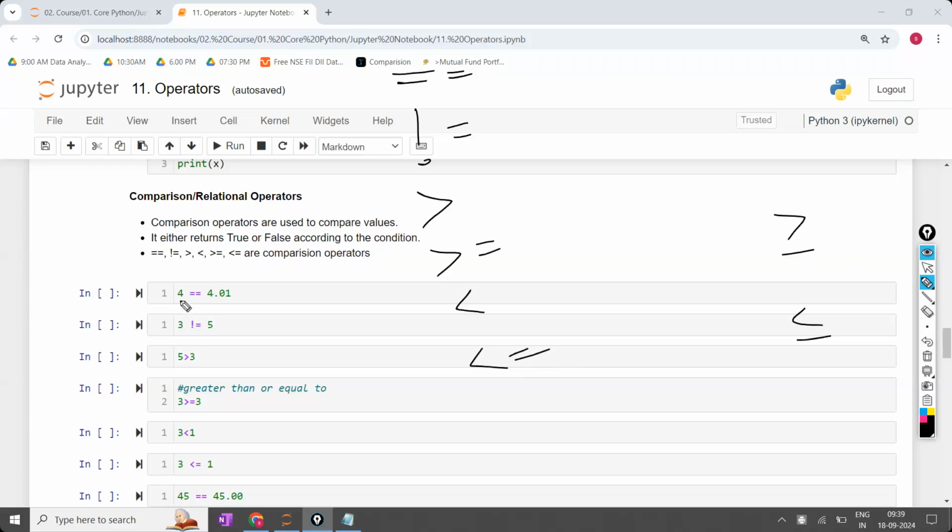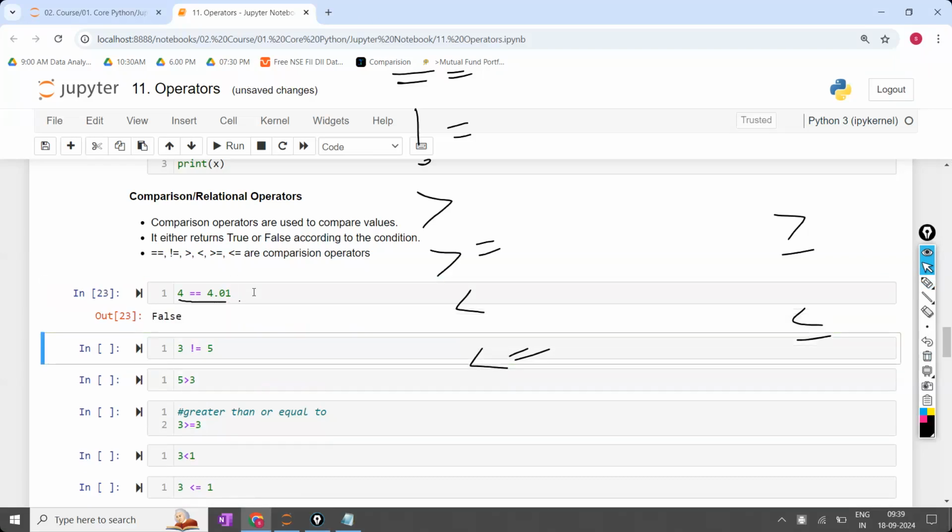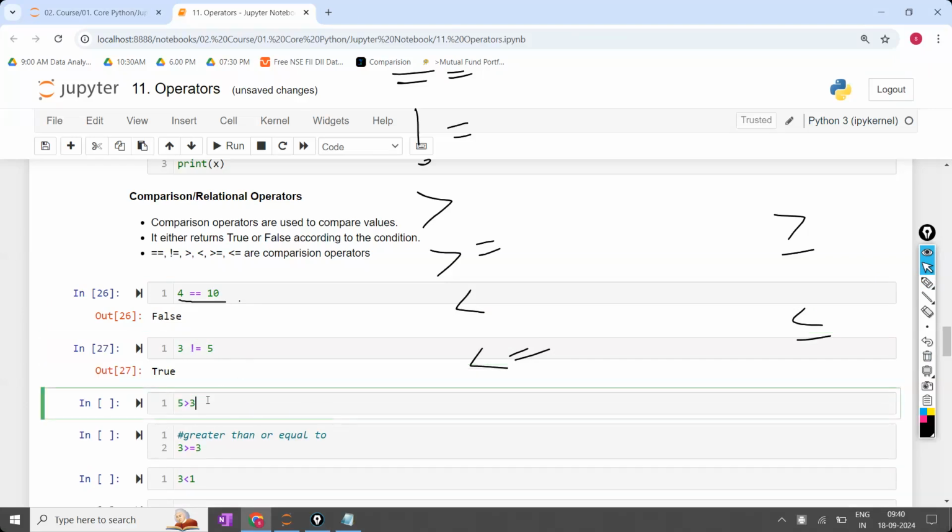Now, is 4 equal to 4.01? Are both the same? No, they are not the same. So what is the output? False. Are 4 and 4.0 the same? Yes. 4 and normal 4 the same? Obviously yes. 4 and 10 the same? No, false. Next, 3 is not equal to 5? True. 5 is greater than 3? True.